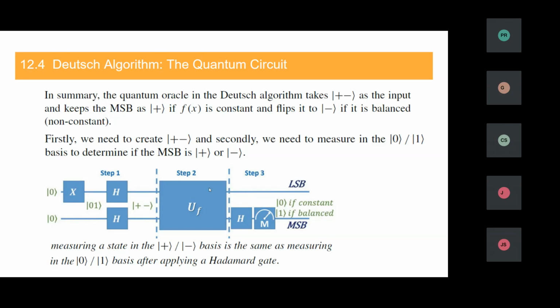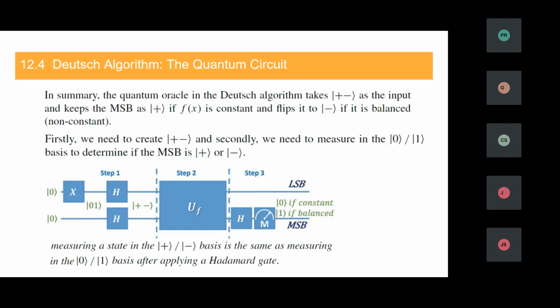And at the output we measure, and then we identify whether it is balanced or constant. From the MSB part, all we need to do is measure only the most significant bit, and from the MSB I can find out if that particular function f of x, represented by that operator UF, is balanced or constant, right?